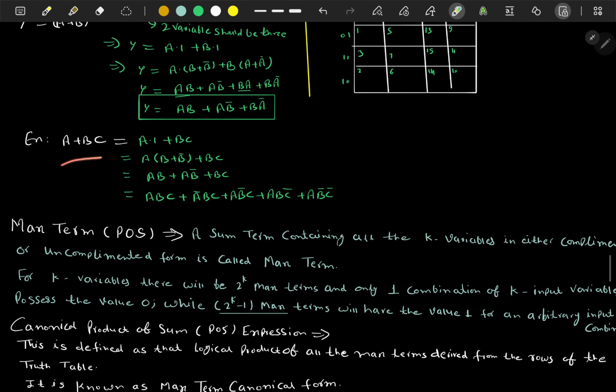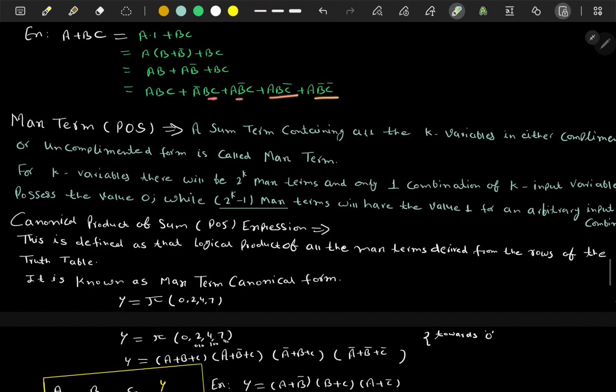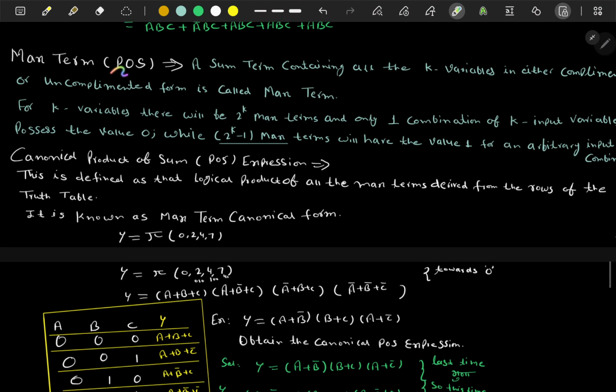Now a plus bc. Here only one variable is missing, so it will be a times (b plus b bar) plus bc, in SOP form, sum of products. So open it, it goes like this. For 3 variables, we will use c plus c bar also. So when you open it: abc, a bar bc, a b bar c, a b c bar, and a b bar c bar.